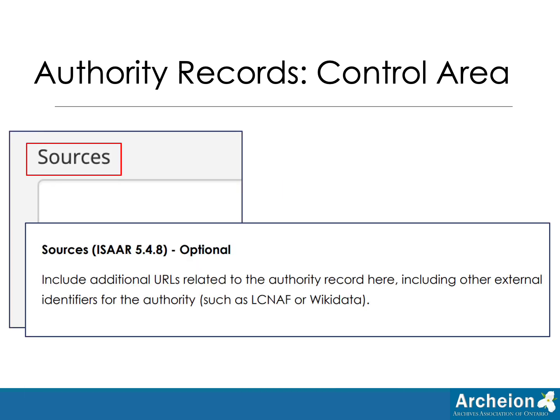The sources field in the control area is flagged as optional in the Archeion authority record policy, but I do want to highlight it here because it can be useful to add sources that you consulted when creating the authority record. For example, adding links to alternate authority records like the Library of Congress name authority file for an entity or Wikidata or Wikipedia entries for an entity.